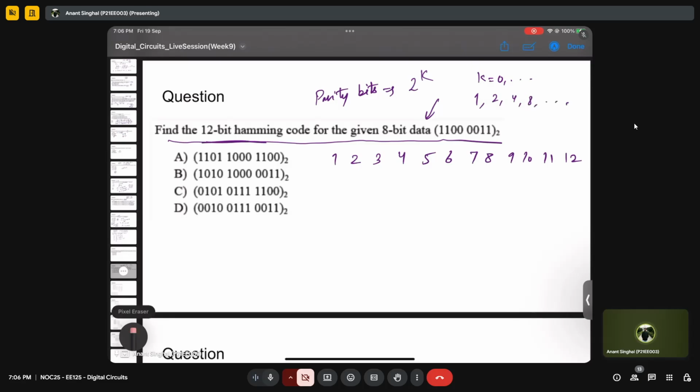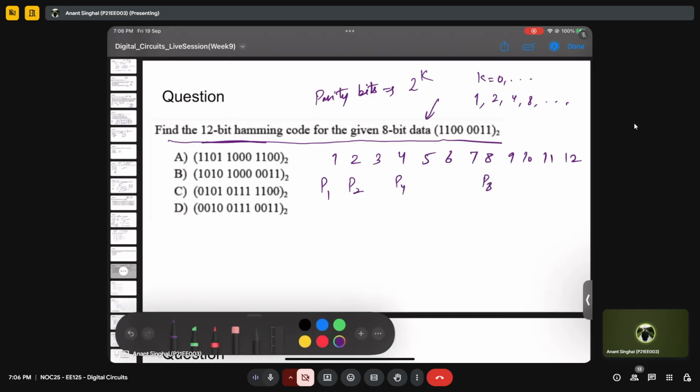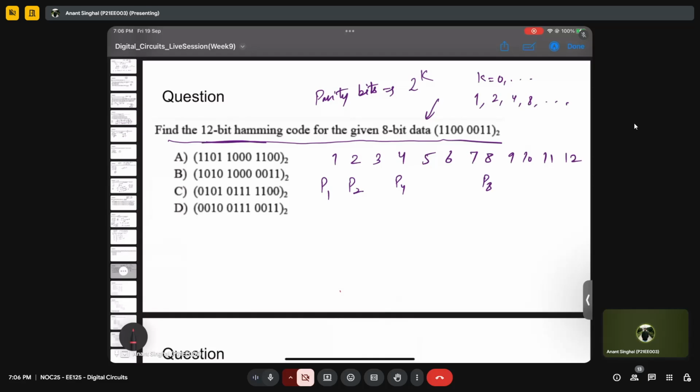For this question there are 4 parity bits: one is P1, one is P2, this is P4 and this is P8. The remaining positions hold the actual given data, which is 1, 1, 0, 0, 0, 0, 1, 1. Is this part clear? We need to find the 12-bit code, so we need to find the parity bits for that. Is it clear till here?